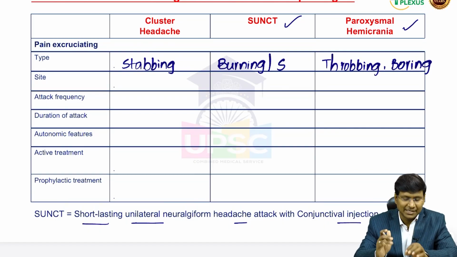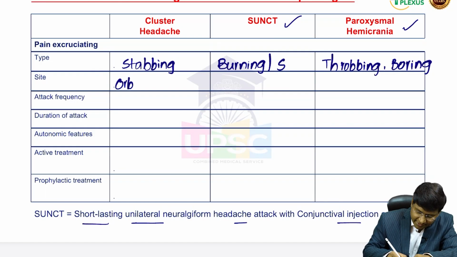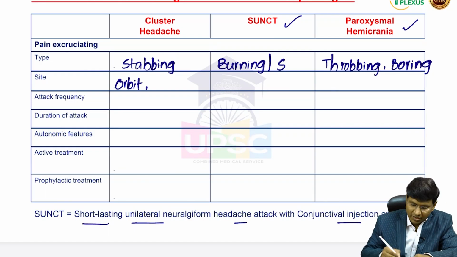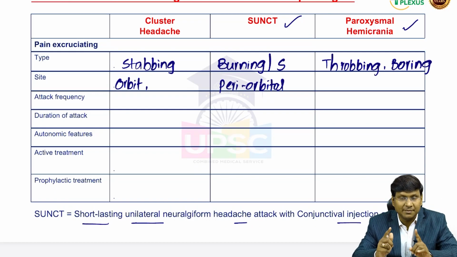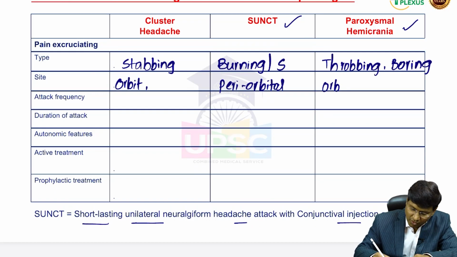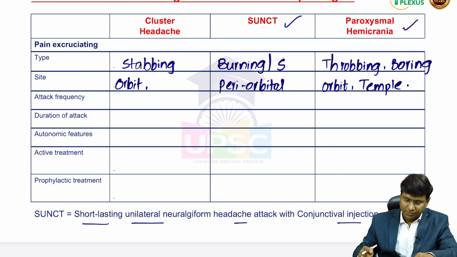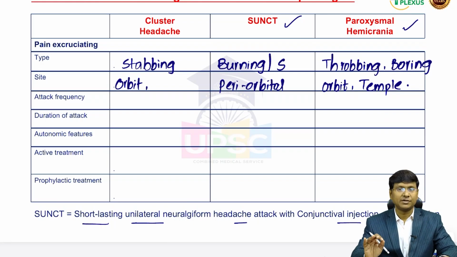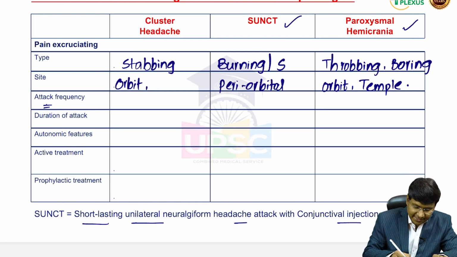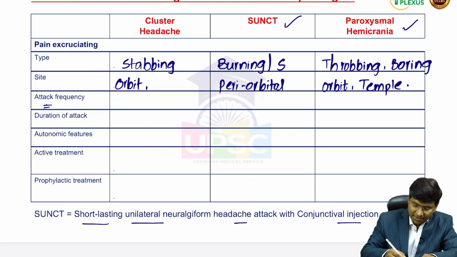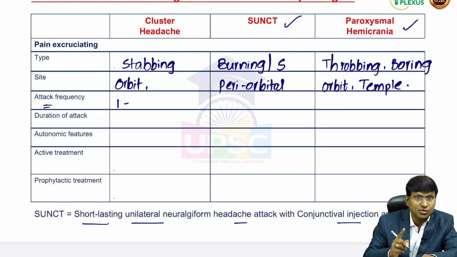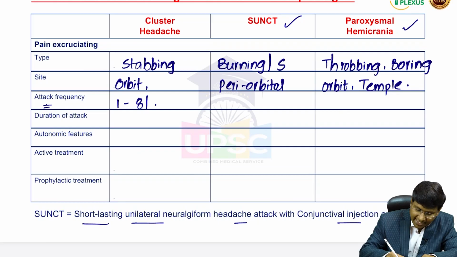And where exactly will be the site of headache? In case of cluster headache, it will be in the orbital area, whereas in SUNCT it is the periorbital area, whereas in case of paroxysmal hemicrania it is within the orbit as well as within the temple. So these are the sites of headache in case of paroxysmal hemicrania. Now what exactly is the attack frequency? In case of the cluster headache, it can be 1 episode per day, or even 8 episodes per day.